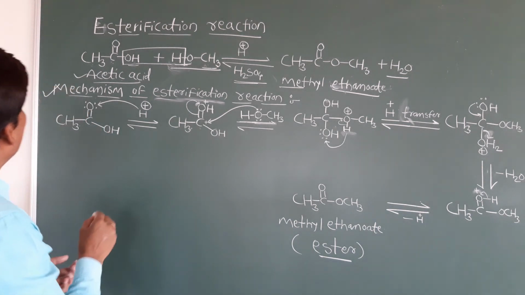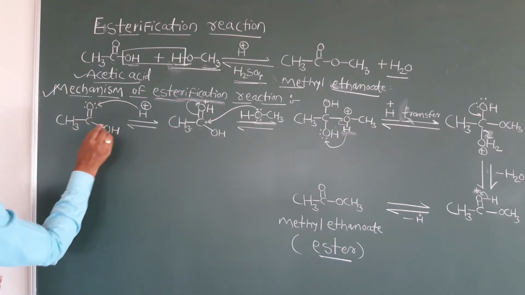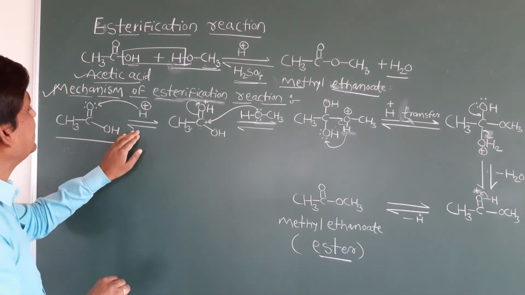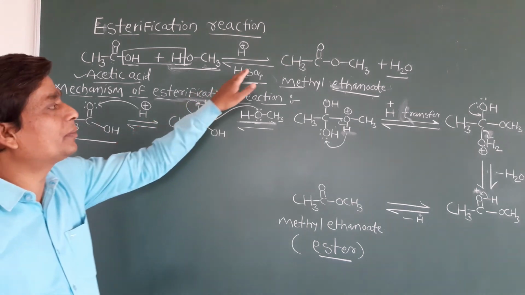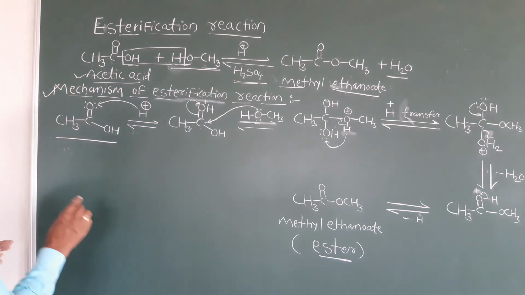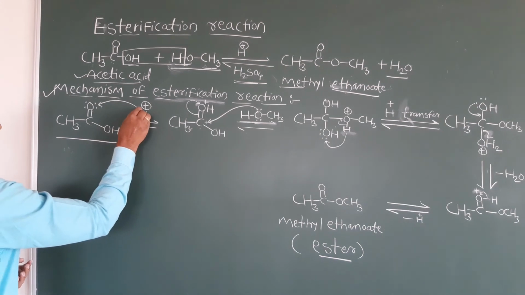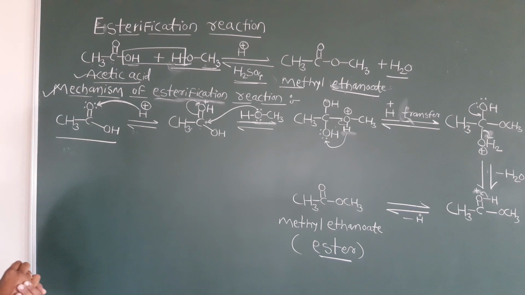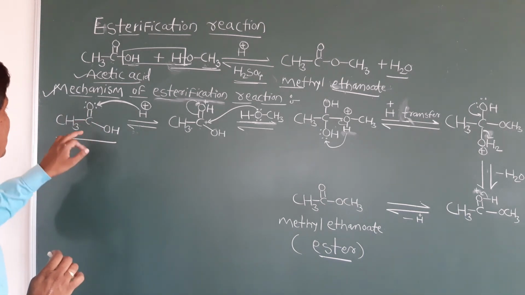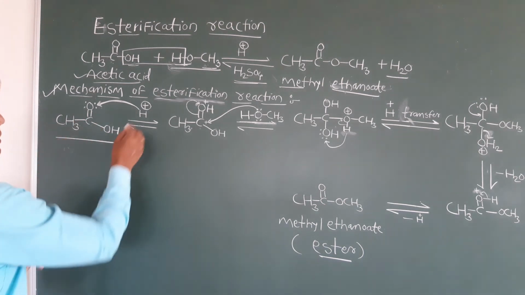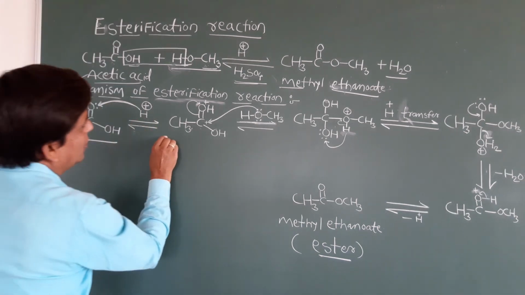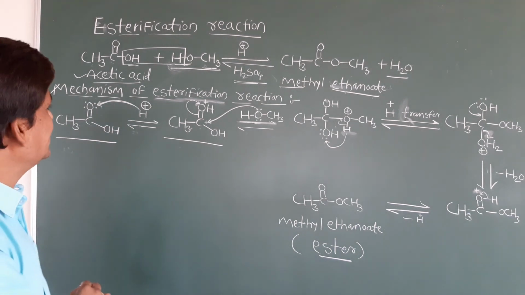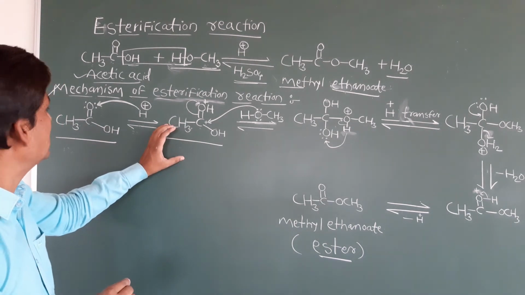Just see students, I have taken acetic acid here, CH3C double bond OH. First of all we take the acetic acid, and then we take the H plus ion. This H plus ion comes from the acid, from sulfuric acid. Now protonation takes place. This H plus ion will attack here because this oxygen has a lone pair of electrons. Now it forms the protonated acid. This H will add here, a plus charge will come, and it forms the protonated acetic acid.